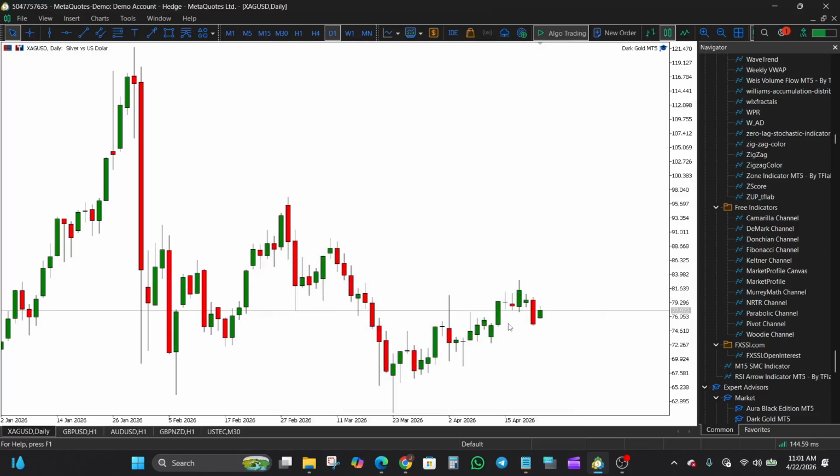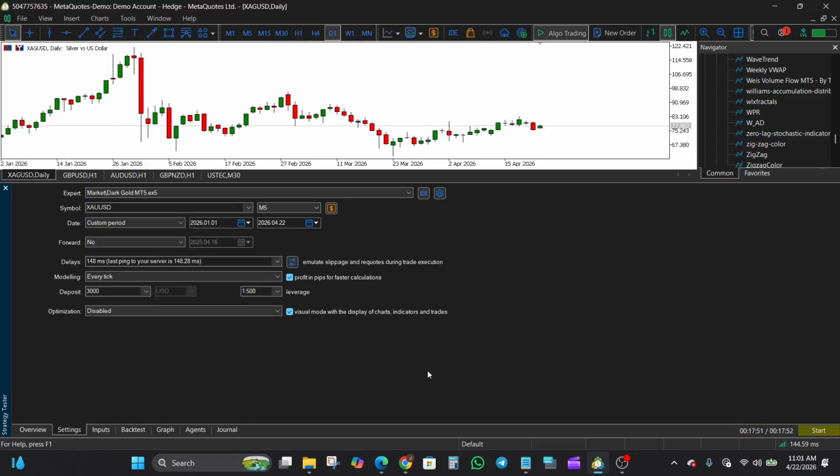So I'm going to be running this backtest starting from around the beginning of the year. Now, just to mention, while this gives us a good idea of how the EA behaves, a longer backtest across multiple market conditions is always more reliable than a short sample period. Okay, and then we're going to be using the H1. Feel free to use whatever time frame you prefer. And here we go. Let's just start the test.